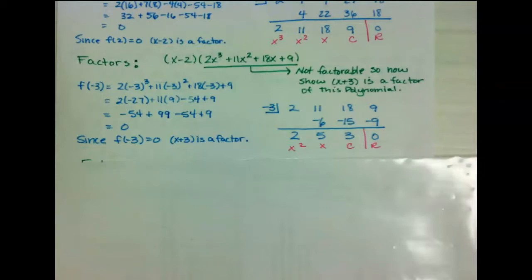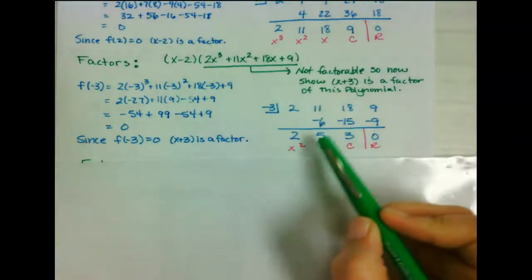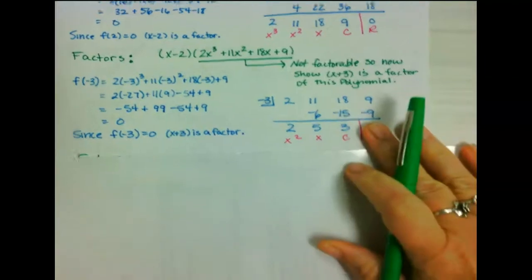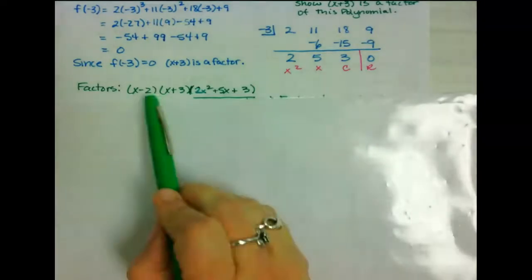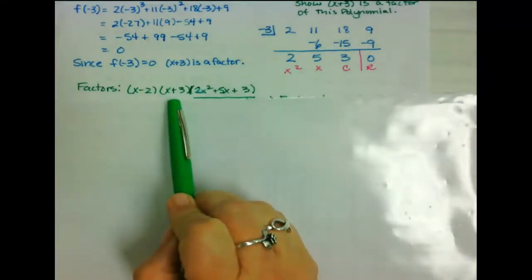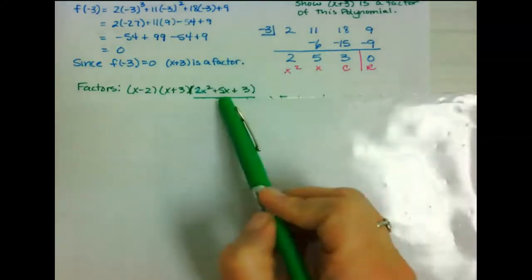So the advantage to that right now is we can just factor that again, right? So now we have a factor of x plus 3, and we have a factor of 2x squared plus 5x plus 3. So here's what my factorization looks like. Don't forget the x minus 2 from the beginning. Don't forget the x plus 3 of the divisor. That's what we were dividing by. And then don't forget the quotient that you got down here.